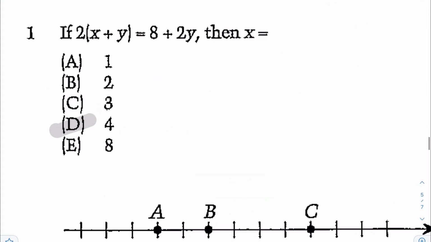All right, next for number 1, if 2 times x plus y is equal to 8 plus 2y, then x is equal to. So here, the first thing that you want to do is to distribute. So this is the distributive property of multiplication. So you'll do 2 times x, which is 2x, and then you'll be adding 2 times positive y, or 2y, and that's equal to 8 plus 2y.